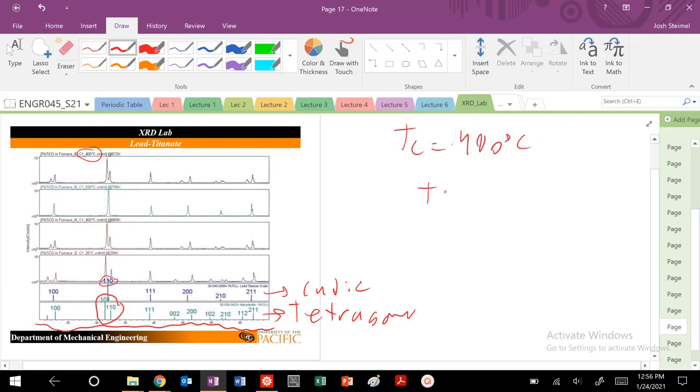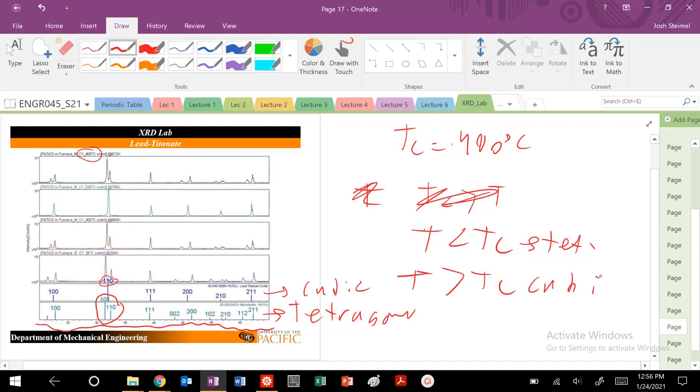We know that when we're below TC, we are tetragonal. When temperature is less than TC, we are tetragonal. Temperature is greater than TC, we are cubic. So we should be tetragonal here and here. And you can see the 2 peaks, right? Peak, peak, peak, peak.